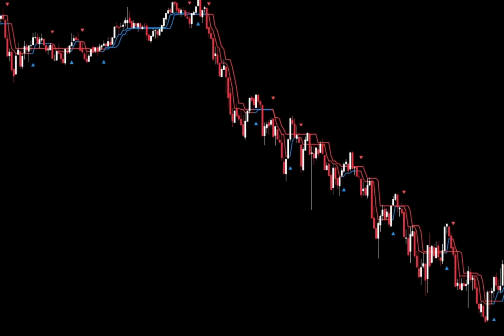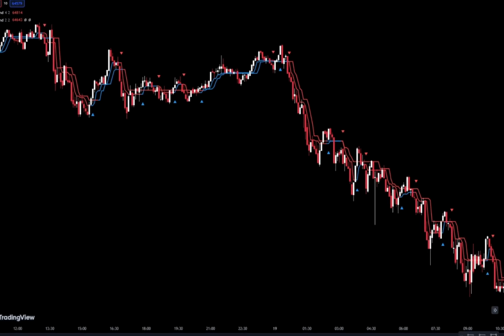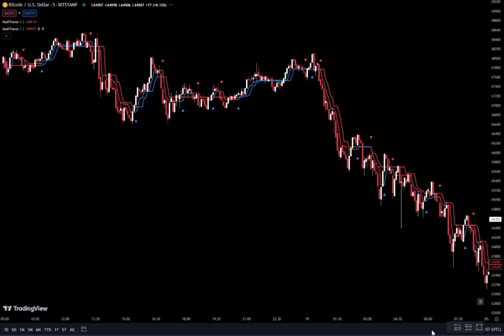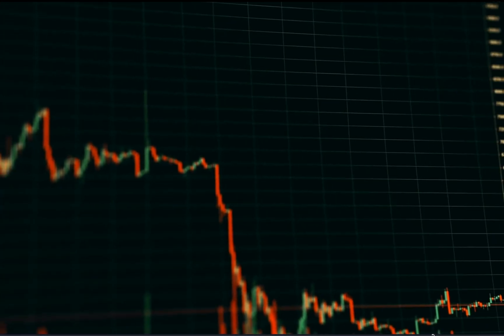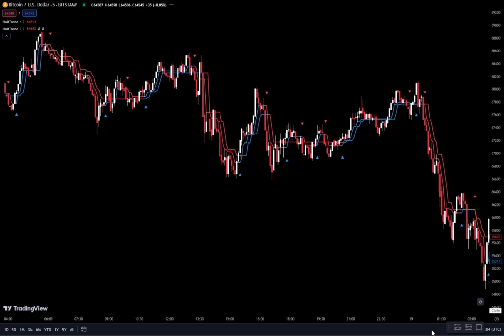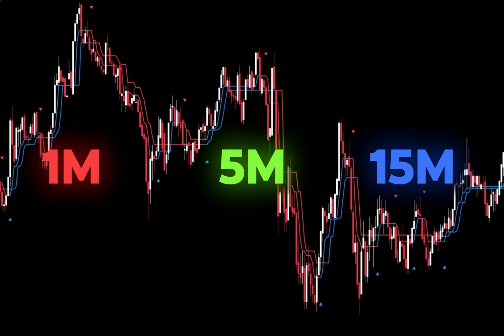Alright, let's break down this awesome scalping strategy that's going to take your trading game to the next level. This strategy is super flexible. You can use it in all sorts of markets and time frames, whether it's Forex, crypto, gold, you name it. And we're going to focus on the 1 minute, 5 minute, and 15-minute charts to make it happen.